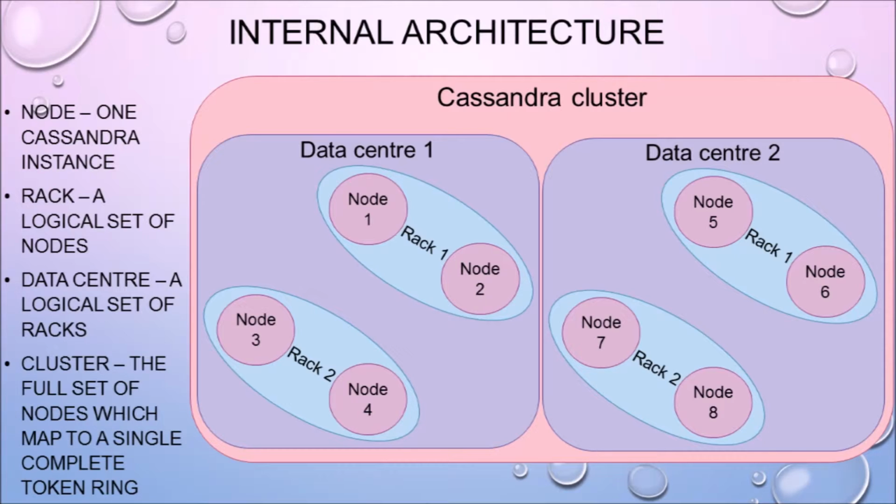A node, let's stick to this idea. The next one is rack. A rack is a set of nodes, and then the data center is a logical set of racks, and then you have the cluster as shown in the picture, right?